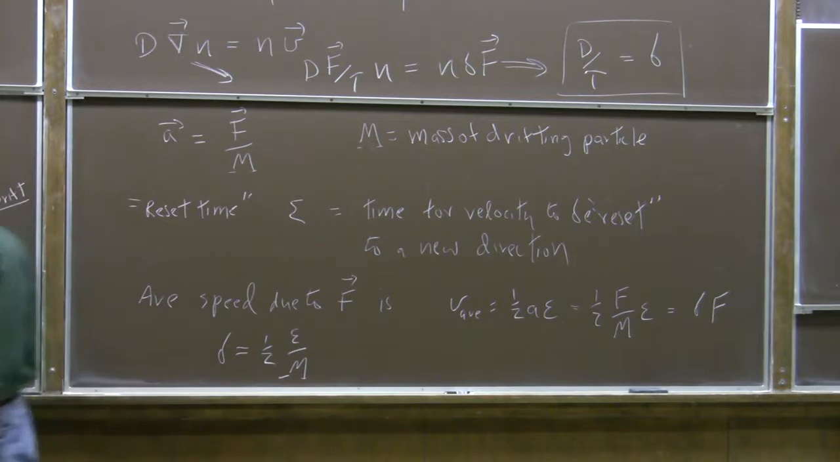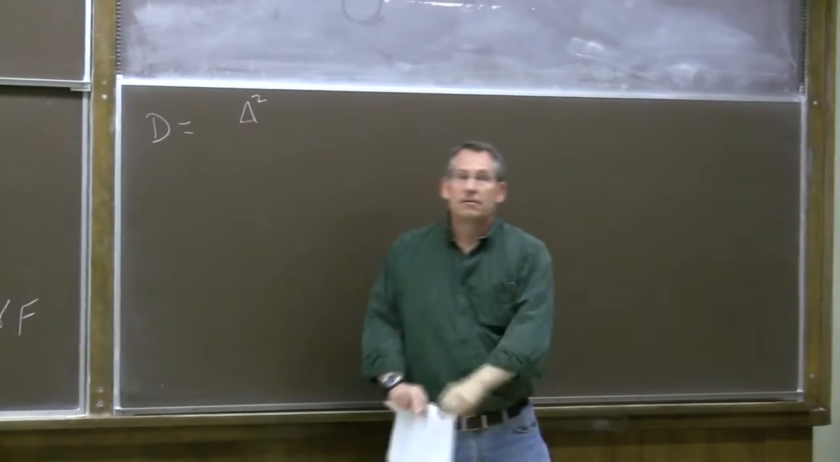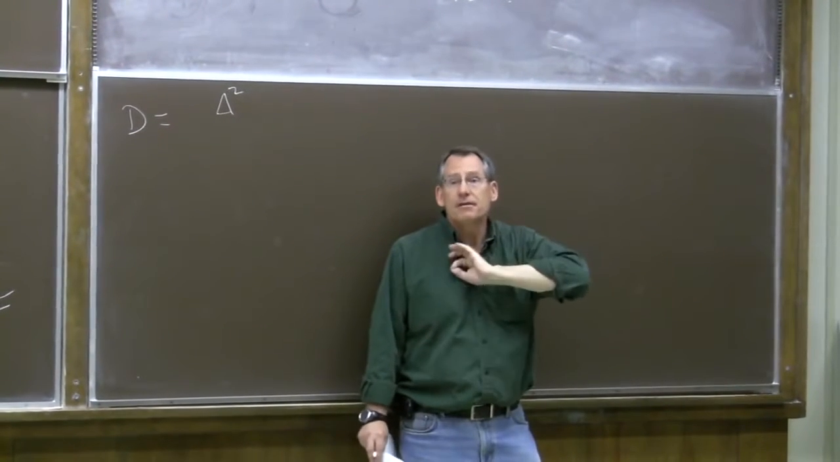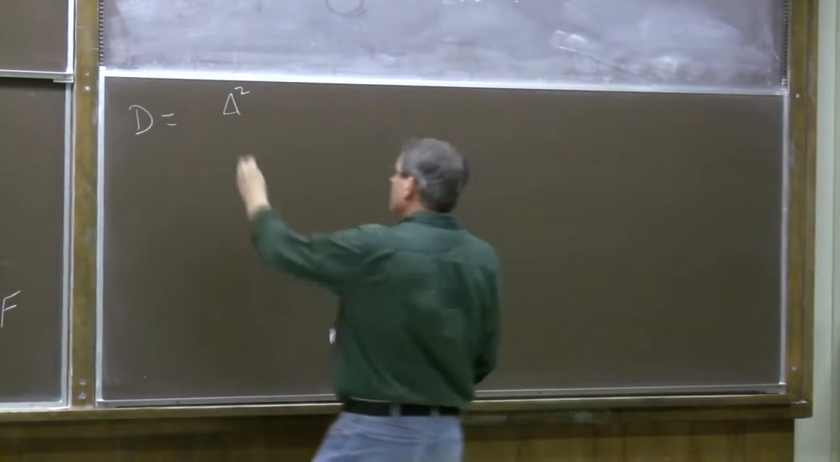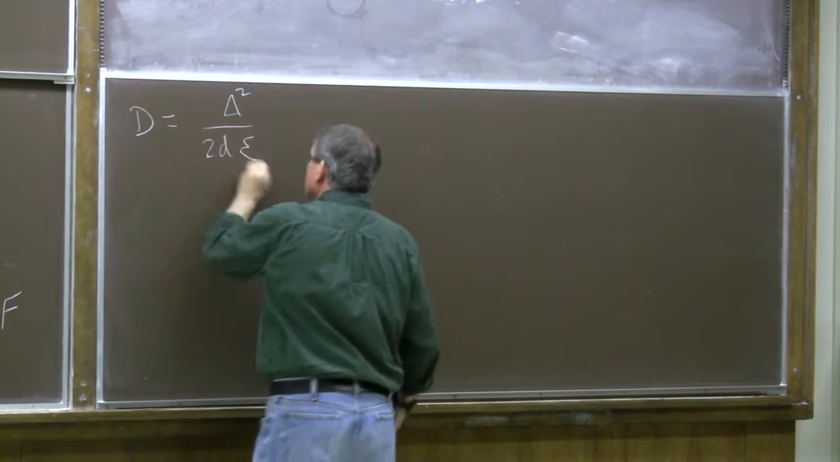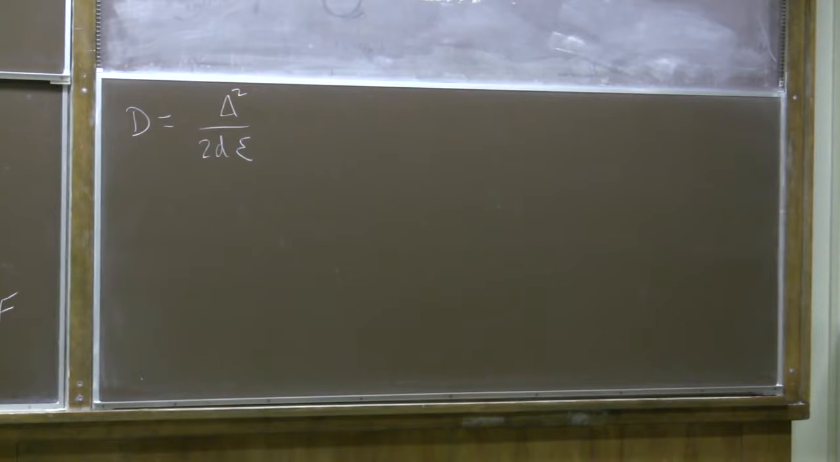Now suppose we use the model in which the diffusion constant, in terms of the reset time and the mean free path, in d dimensions can be the spatial step size, the distance the particle goes before its velocity gets reset, divided by 2d times the reset time. What I said over here.